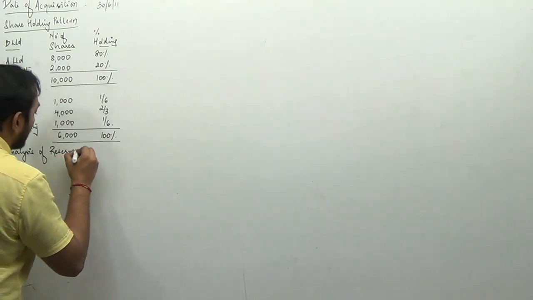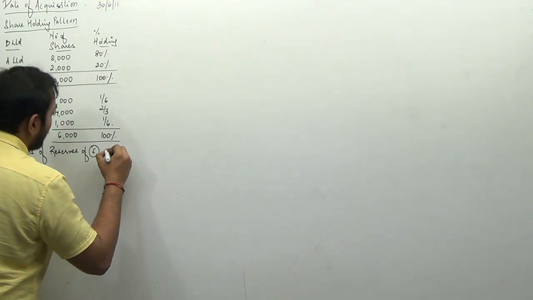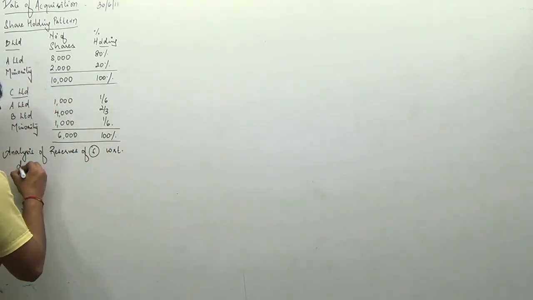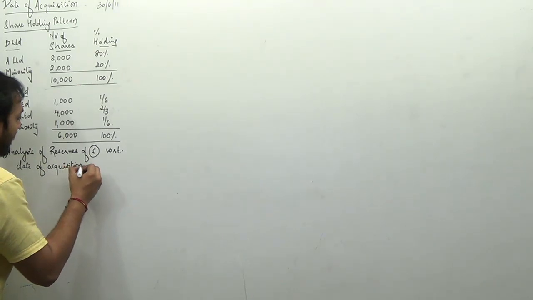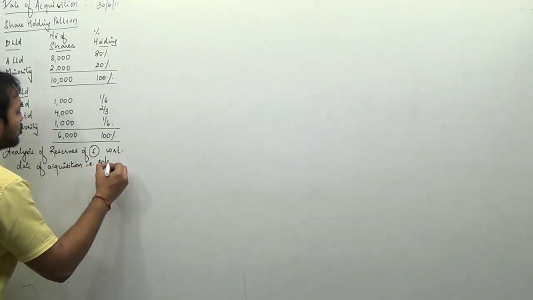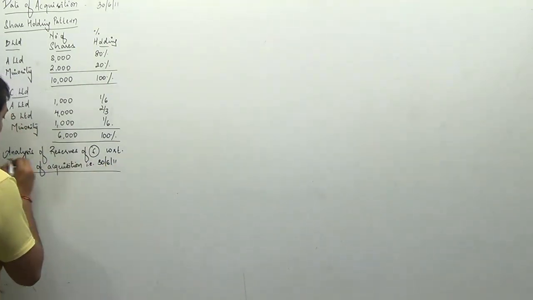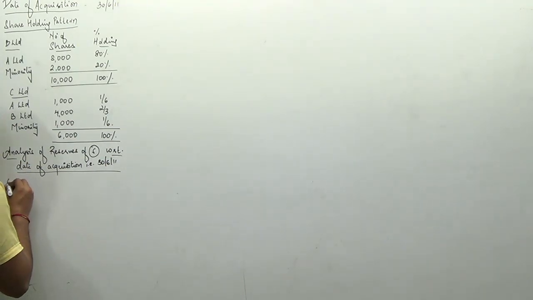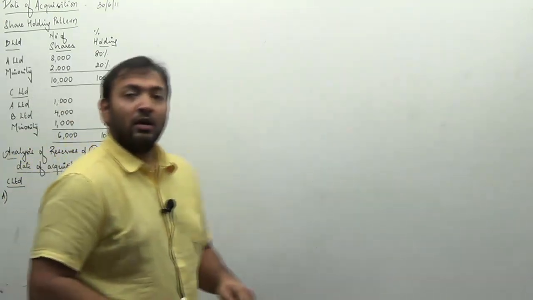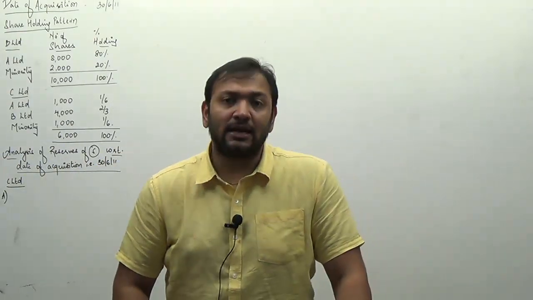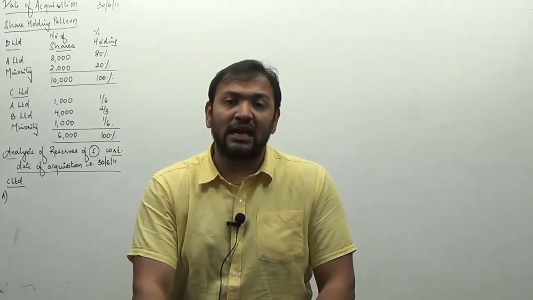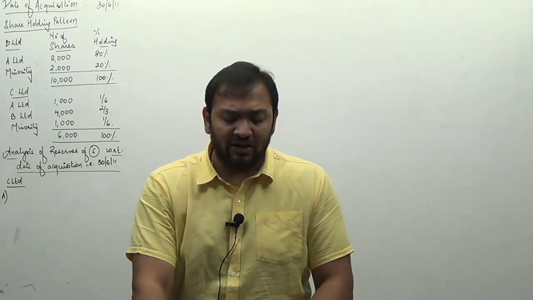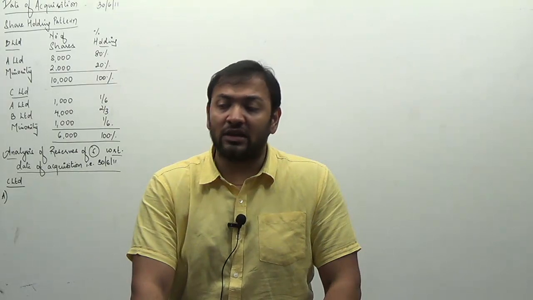Analysis of reserves of subsidiary with respect to date of acquisition, that is 30th June 2011. I'll start with C Limited first. I'm not analyzing the reserve, guys, it's completely unnecessary, because directly I can check what the C Limited reserve is. At the end of the year, on the balance sheet date, it was 9000. At the beginning of the year, the information given in point number 4 indicates that the reserve was 7500.